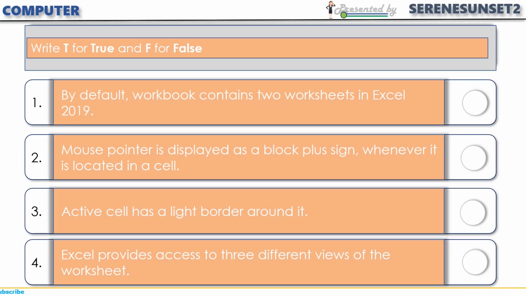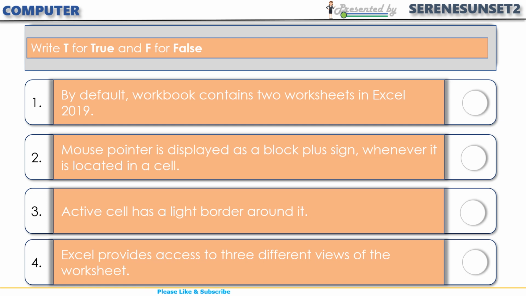Write T for true and F for false. For example, the first sentence is correct. Correct means true, and it has written write T for true. So if it's true, then you should write T. When it is wrong, when it's false, then you should write F. Write F for false.